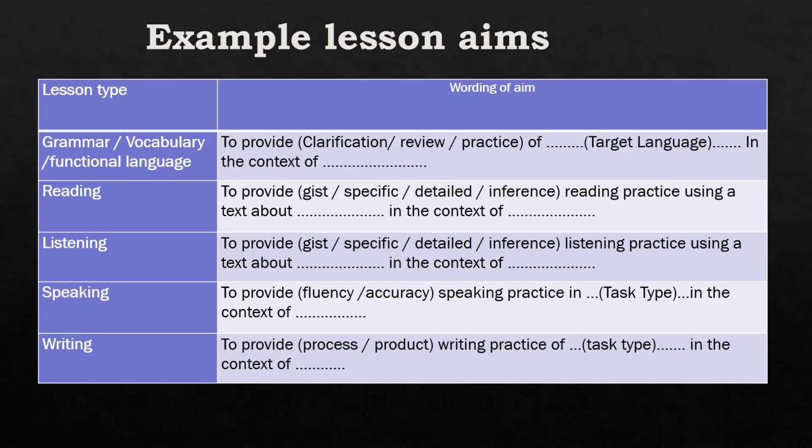Writing, again, can be a little bit different because in writing, you have different kinds of writing, whether it's process or product. Of course, we have three, but on the CELTA, we focus more on those. And the commonly used one would be basically the product writing. So to provide product writing practice of, and you mention the text type, whether it's an email, an essay, whatever, in the context of, and you mention the context of the lesson. So we can say, for example, to provide product writing practice of an email of complaint in the context of complaining in a hotel. So this is basically about the main and sub aims.